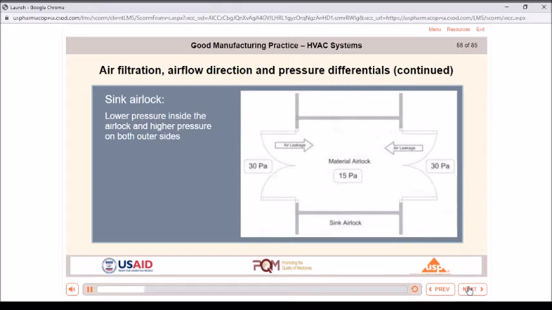Sink airlock. Lower pressure inside the airlock and higher pressure on both outer sides.